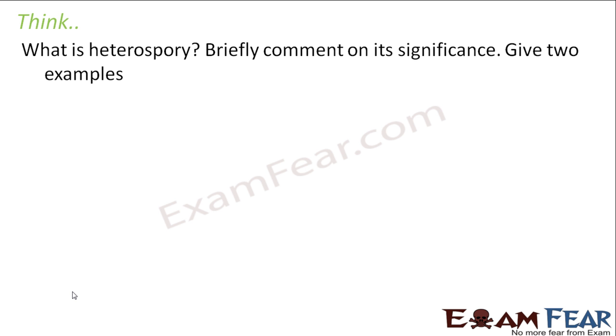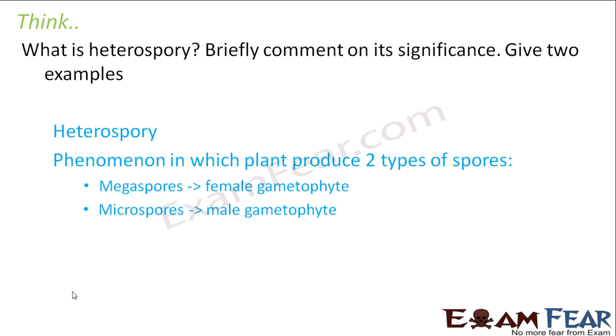Next is what is heterospory? Briefly comment on its significance. Give 2 examples. Heterospory. Hetero means different, spory means spore. So it is the phenomenon in which the plant produces different types of spores. That means all the spores which are produced by the plants are not similar. 2 types of spores are produced, megaspores and microspores. Megaspores are bigger in size and microspores are smaller in size. So the bigger megaspores give rise to the female gametophyte and the smaller microspores give rise to the male gametophyte.